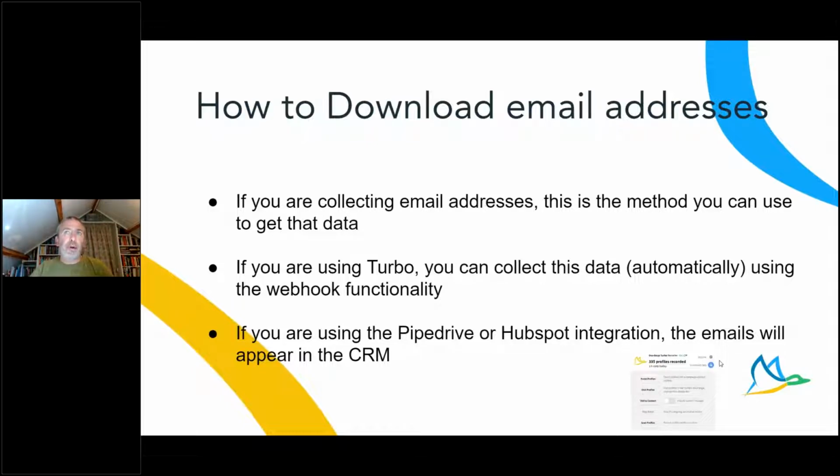If you're using Turbo, you can collect this data automatically using the webhook function. And if you're using Pipedrive or HubSpot as well, the email addresses will appear within the CRM of your choice. And similarly that way as well. Another one to be aware of, and I'll show this a little bit later in the demonstration as well, is that with the latest version of Dux-Soup, if you've got Turbo, you can now download a lot of data from within the funnel flow as well. So in the funnel flow, there are some download data options there as well, again, only available for Turbo users.